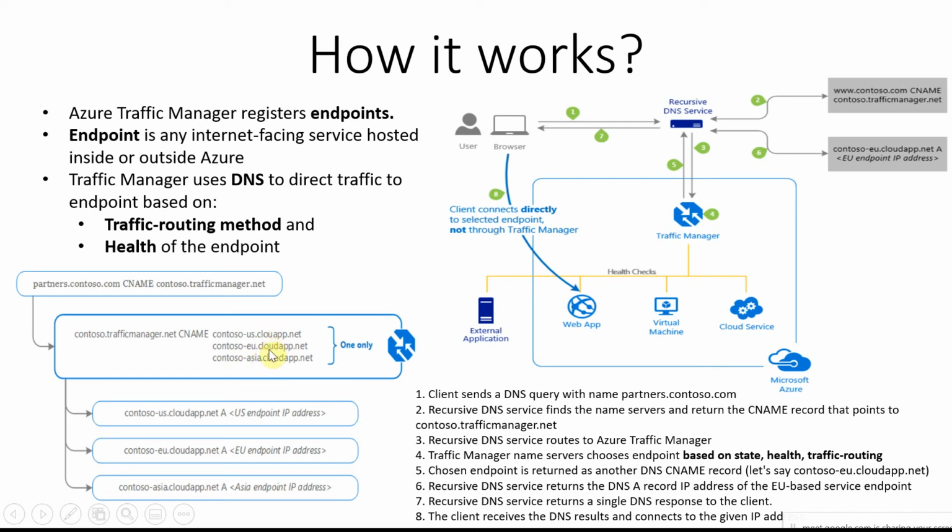But at any given time, only one should be active. That is the job of Traffic Manager. To the end user, someone is entering partners.contoso.com. Of course, it will go to Traffic Manager, and Traffic Manager has three options to choose from. It has to route the traffic to US or EU or Asia, but only one should be returned. Internally, each of US, EU, and Asia will have a separate IP associated to it.